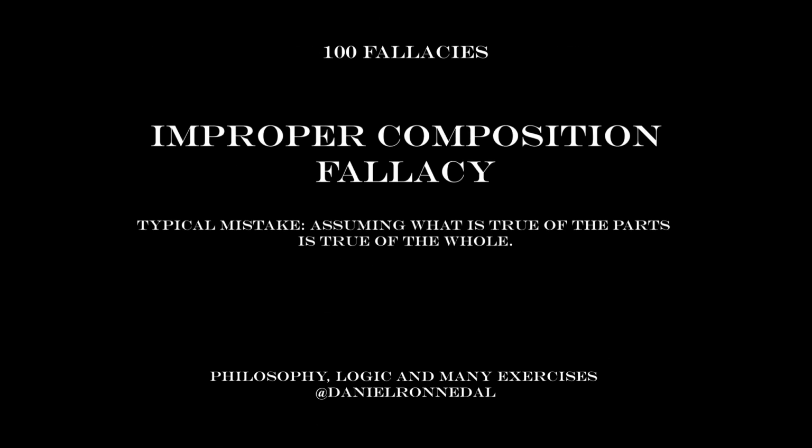Improper composition fallacy. The improper composition fallacy occurs when someone assumes that what is true of the individual parts is or must also be true of the whole. Properties of parts do not always transfer to the entire system. Example: every player on this team is excellent. Therefore, the team must be excellent. Excellent individual players do not necessarily make an excellent team.